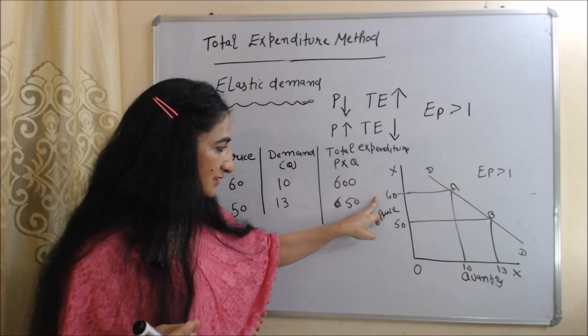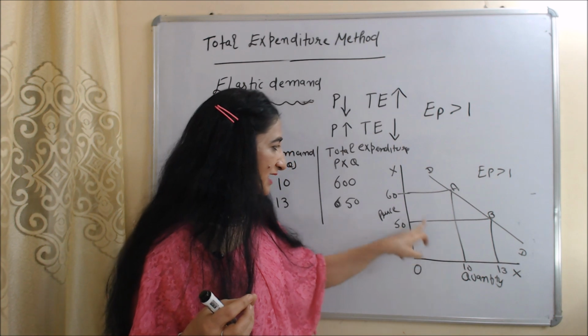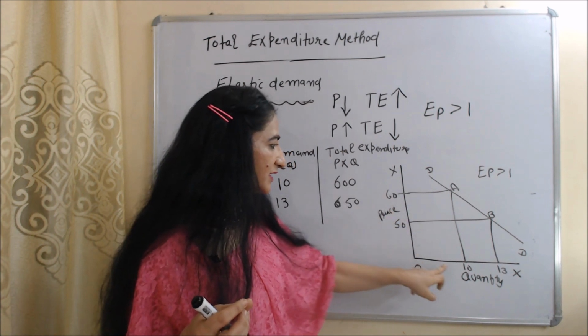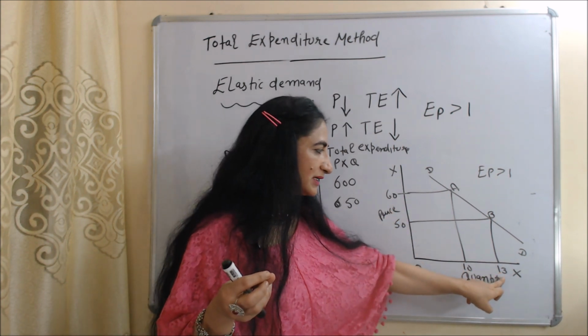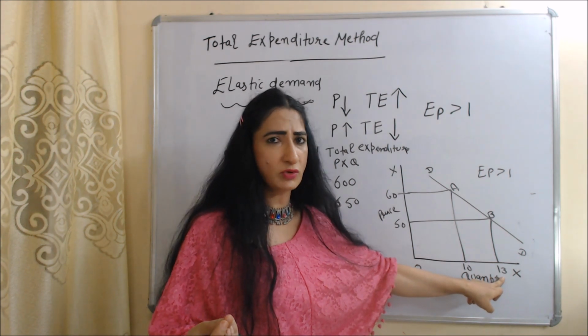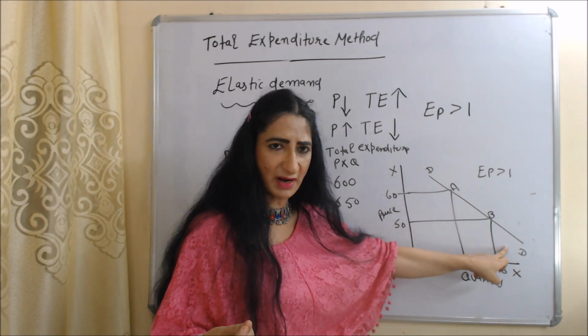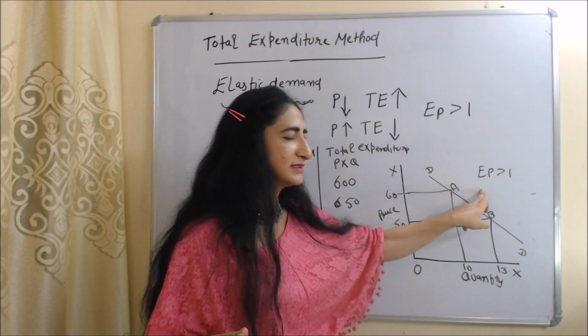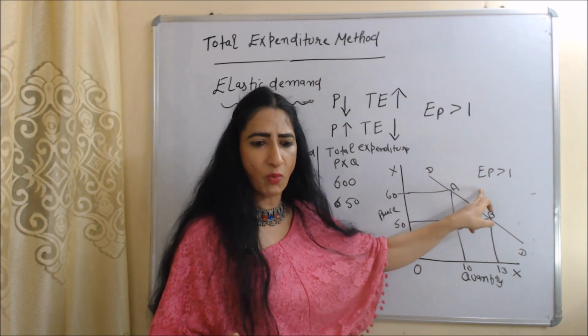When price is 60, demand is 10. As price reduced from 60 to 50, demand increased from 10 to 30. As a result, our total expenditure also increased. DD is our demand curve, and in this case our price elasticity of demand will be greater than 1.